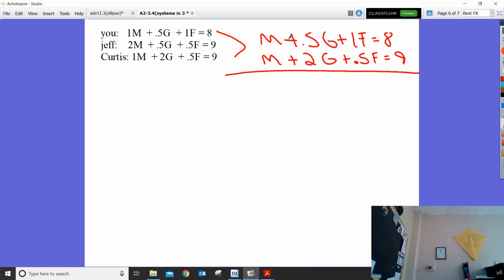I just copied down those 2 equations. If you're looking up the board and not sure what I wrote, I just copied down the same 2 equations. Yeah. I heard subtraction. I agree with that 100%. M minus M is what? What's a half take away 2?